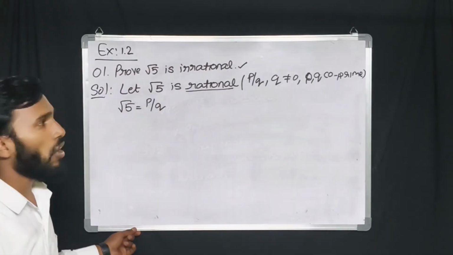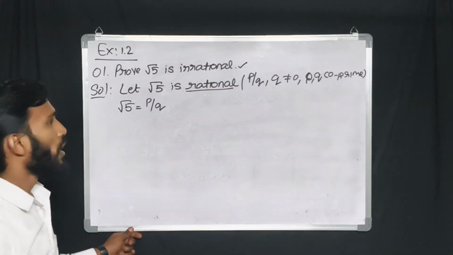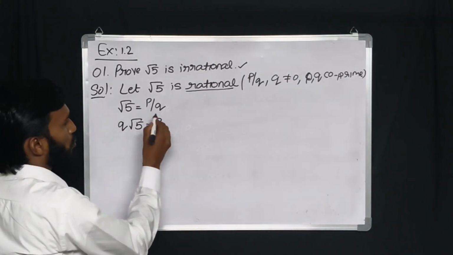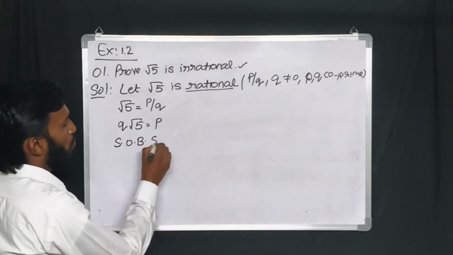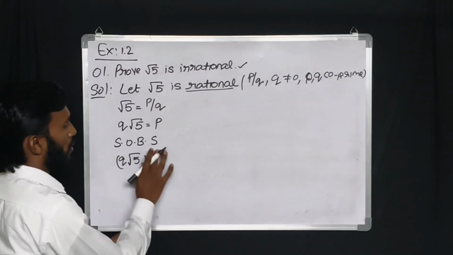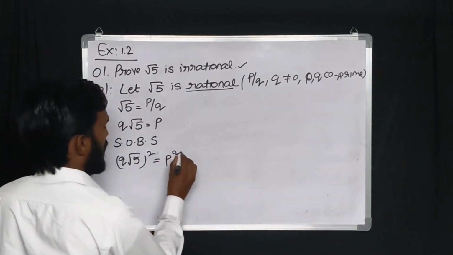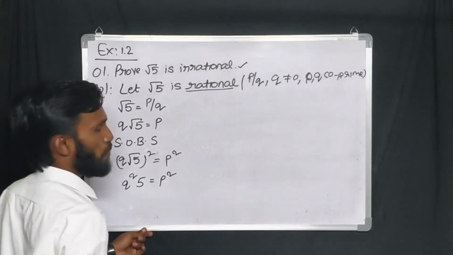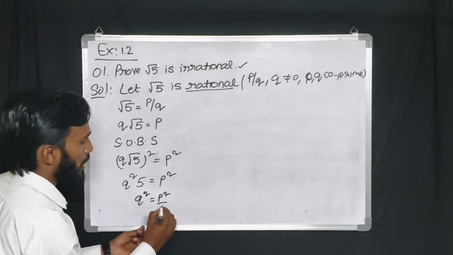Why are we taking p by q? Because this is rational, that means it should be in the form of p by q. Now take this q to this side: q root 5 is equal to p. Next, squaring on both sides, q square 5 is equal to p square. Now take this 5 to that side: q square is equal to p square by 5.